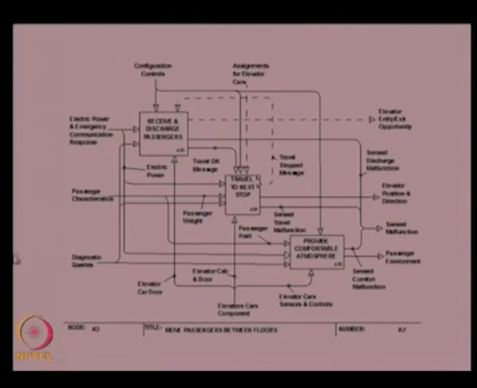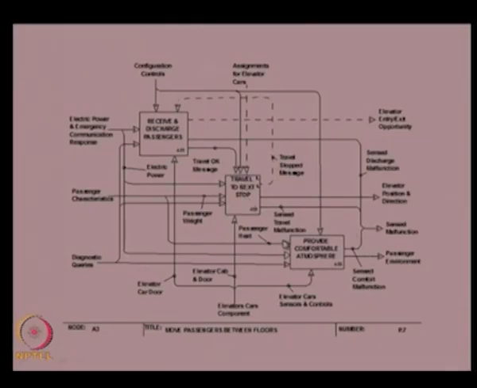Basically it will go to the next floor if the passengers have been accepted or have gone into the car safely, or have gone out of the car safely, then that message will be sent to the elevator. Then based on that information, the elevator will move to the next floor to accept passengers or to discharge passengers. That is the next level function, travel to next stop.